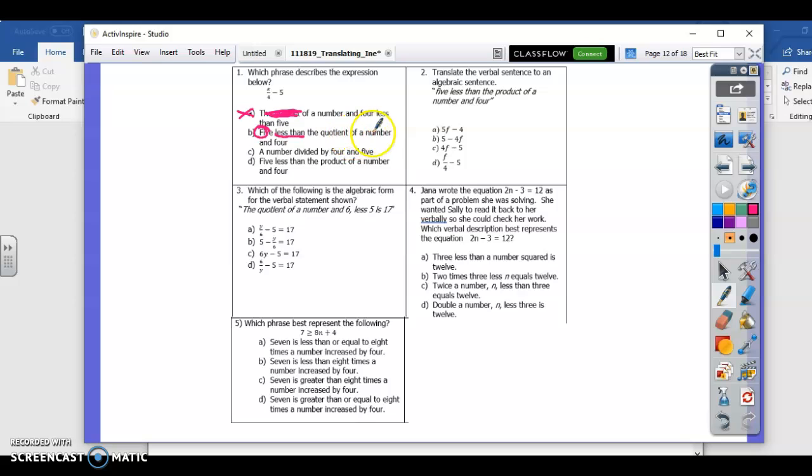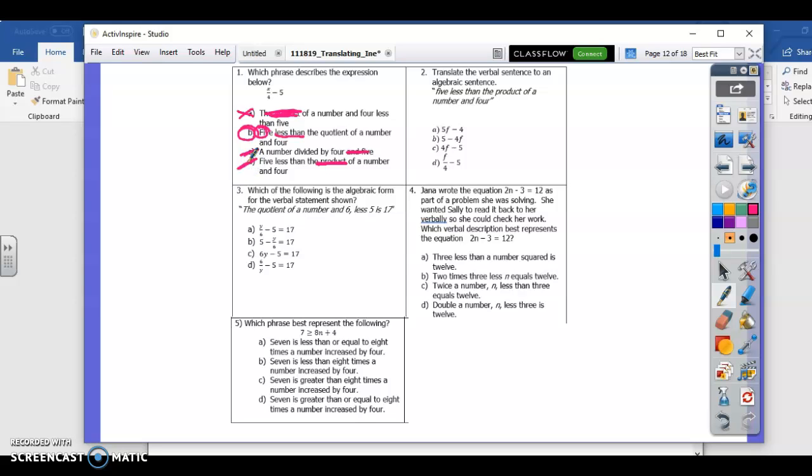Then the quotient of a number and 4. That one's good so far. A number divided by 4, that's good, and 5. It should say less 5, so it's not C. 5 less than means that would come second. Then the product of a number and 4. The problem here is it says product, and we're dividing.